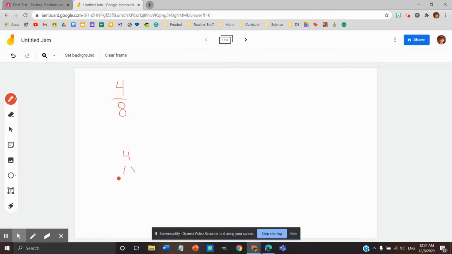I can prime factor it, and I know that 4 is the same thing as 2 times 2. Because 2 is a prime number, I cannot continue to prime factor it. My prime factorization of 8 will be 2 times 4, right? And that 4 is not a prime number, so I can continue to factor it to 2 times 2. And 2 is a prime number, so I have to leave it there.